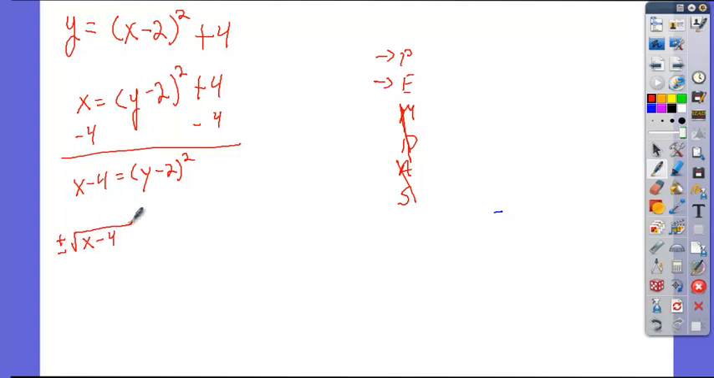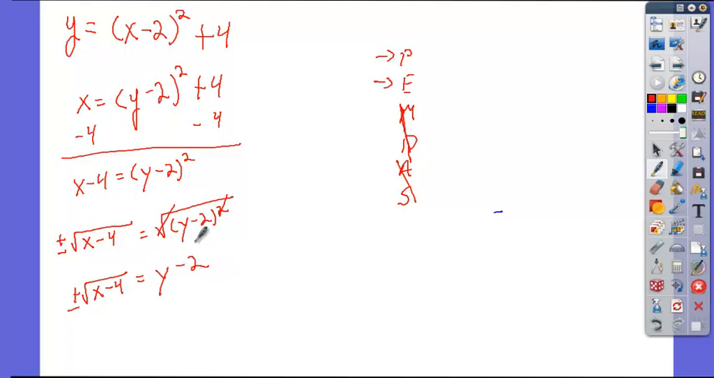Anytime I take the square root of something, I put a plus or minus, meaning I'm doing the positive version and the negative version of both pieces. And so the square root of y minus 2 squared, this cancels that. And so what I'm left with is plus or minus the square root of x minus 4 equals y minus 2.